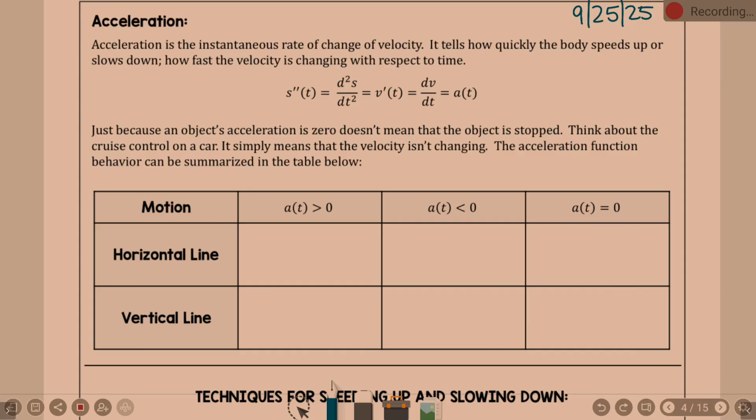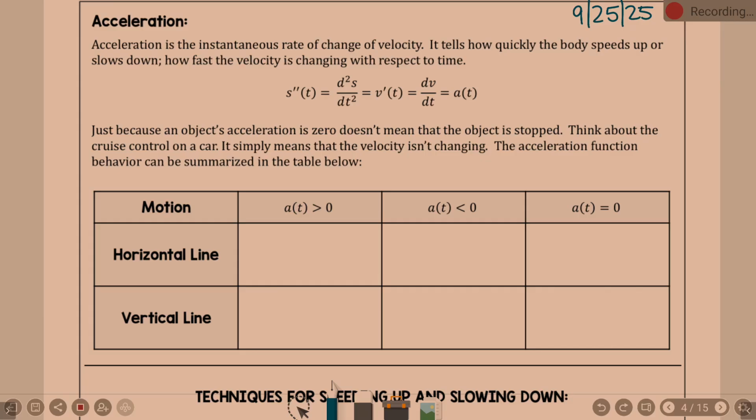Just because an object's acceleration is 0 doesn't mean the object is stopped. Think about cruise control on a car. It simply means the velocity isn't changing. The acceleration function behavior can be summarized below. So, horizontal line, we'll start with that one.